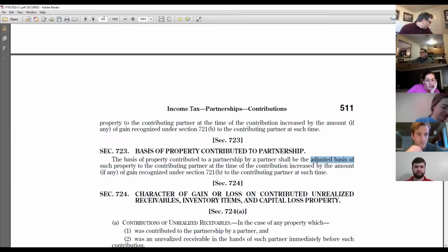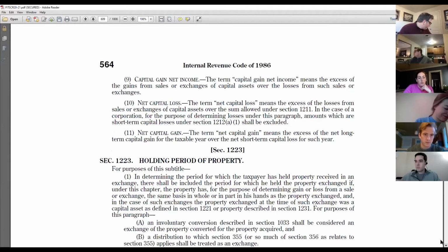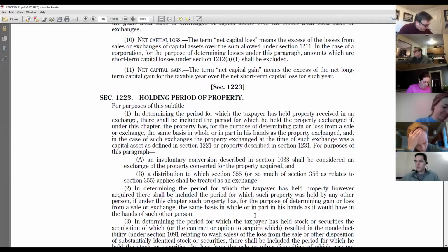Okay, let's take a couple more code sections. Turn to section 1223. This deals with holding period. Now remember, back to Tax 1, to have a capital gain tax at preferential rates, it has to be a long-term capital gain. You have to have held the capital asset for more than a year.